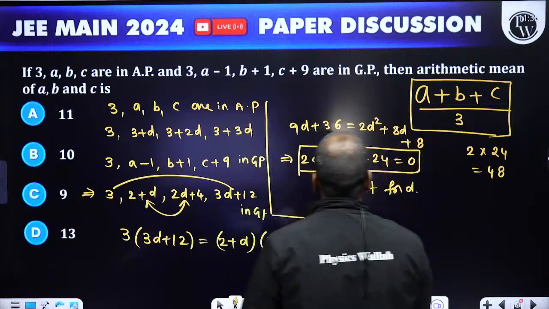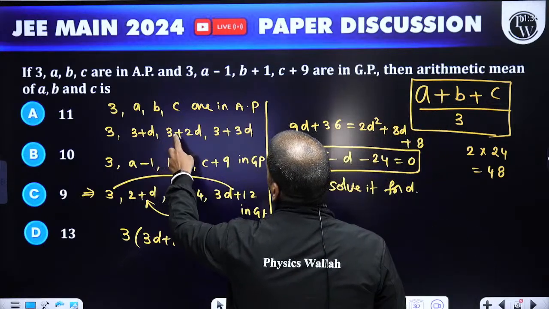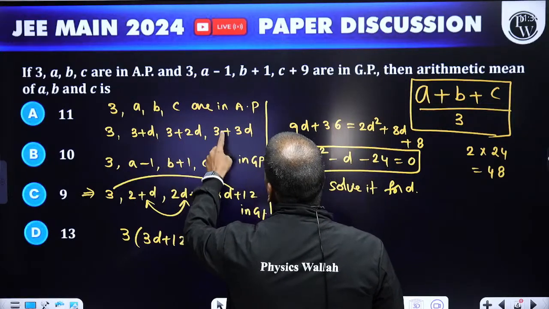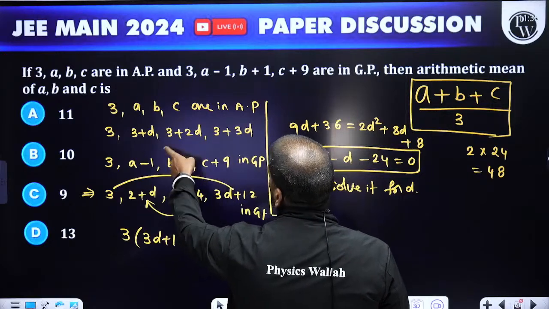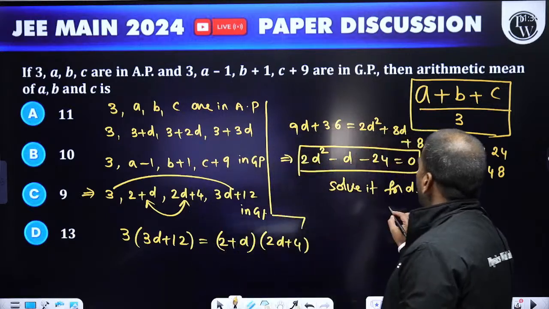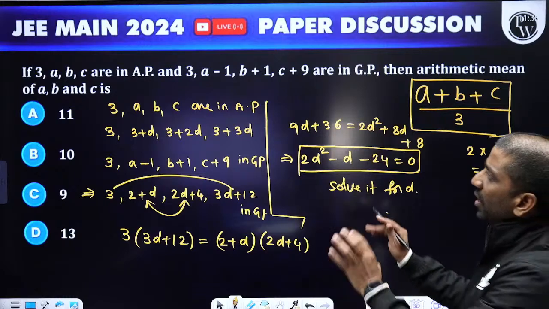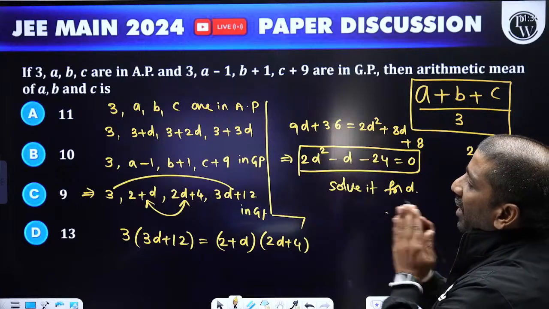and substitute here, because A plus B plus C is 3 plus 3, 3 plus 3, 3, so 9 plus 6D, right, by 3. So just substitute here, you would get the answer. Okay, so simple. Just only one parameter I am getting, that is the common difference.